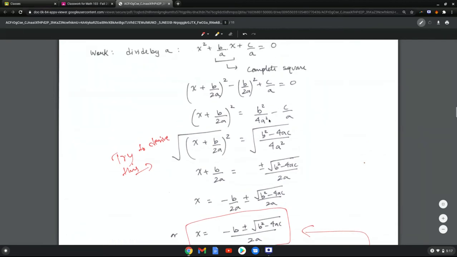Something squared equals something else. Right? So that's the idea here.